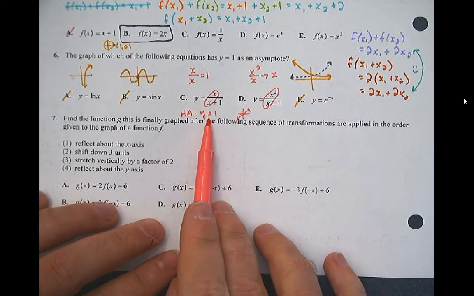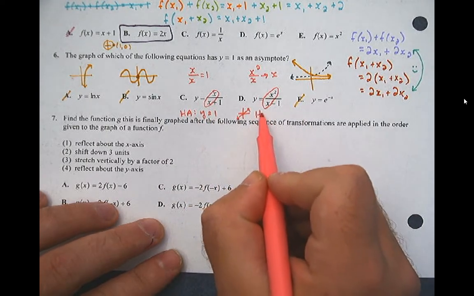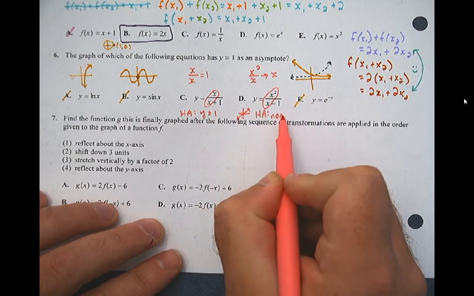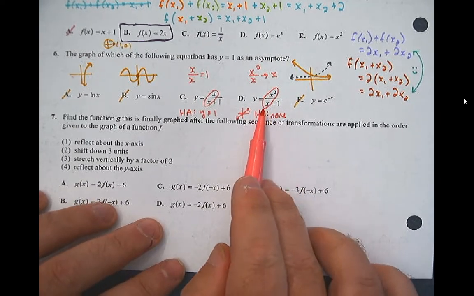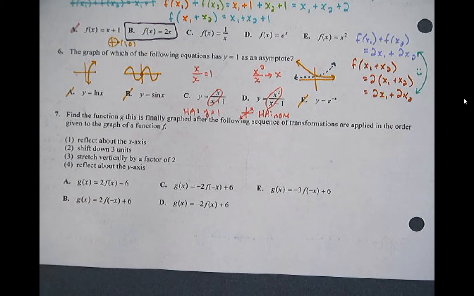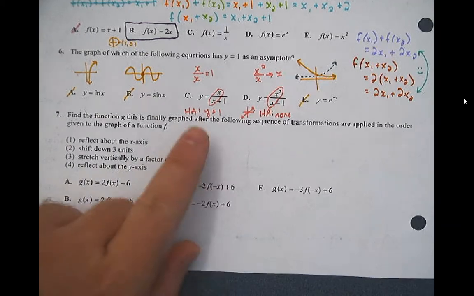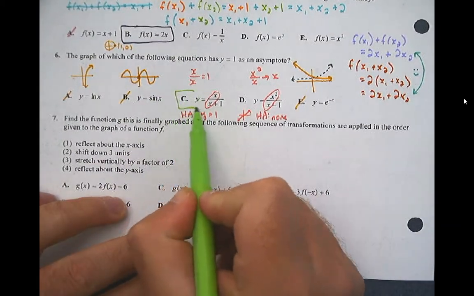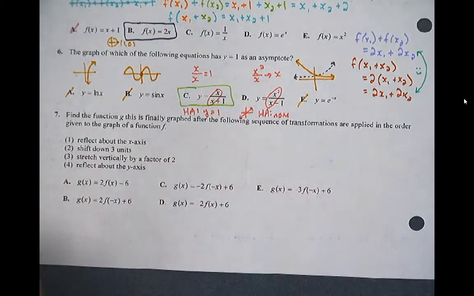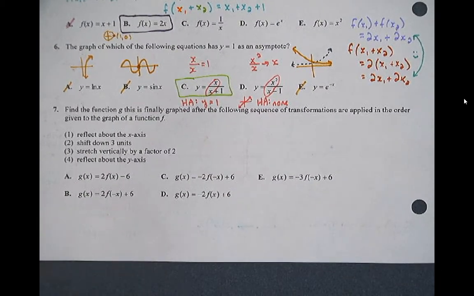Remember that back in the day? So this would have an HA of none because there are more x's on the top than on the bottom. What happens if there are more x's on the bottom than on the top? That has an HA of 0. That levels off at 0. So this is the graph that levels off at 1, so that must be our curve that has an asymptote at 1.